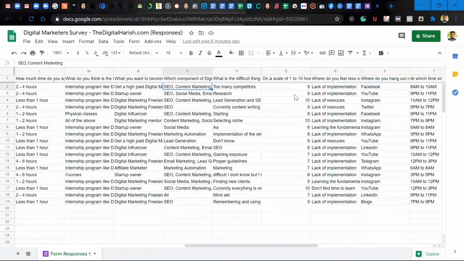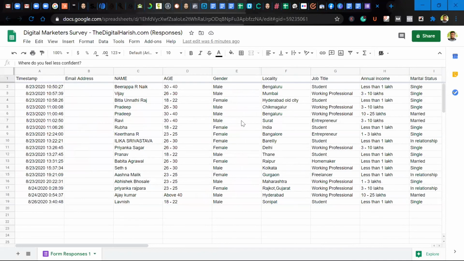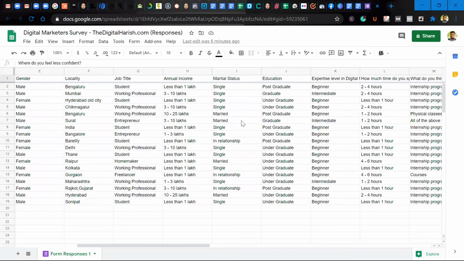On a scale of 1 to 10, how confident are they? People are around average. They are confident at around 7 or 8. And where do they feel less confident? Most people say it is lack of implementation. And most people hang out on YouTube and LinkedIn or something like Instagram. And people mostly hang out in the evening time, 7 p.m. to 9 p.m., and a few people say morning, 6 a.m. to 8 a.m. So I can process all this data and make one data set, which is my buyer persona.